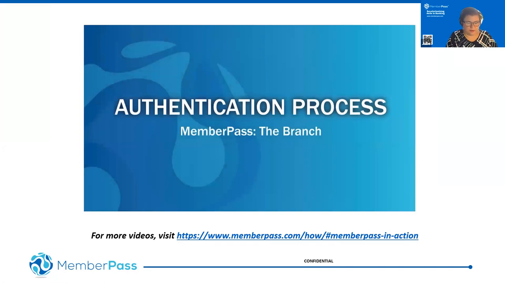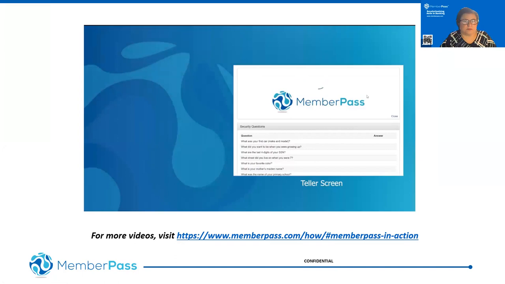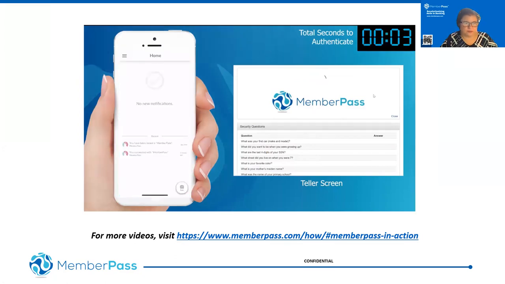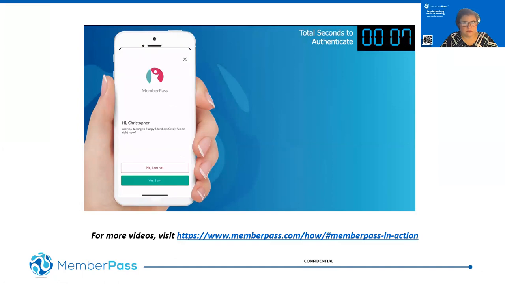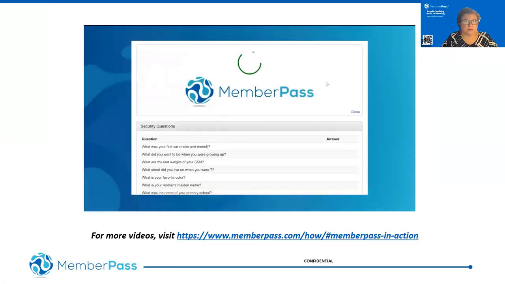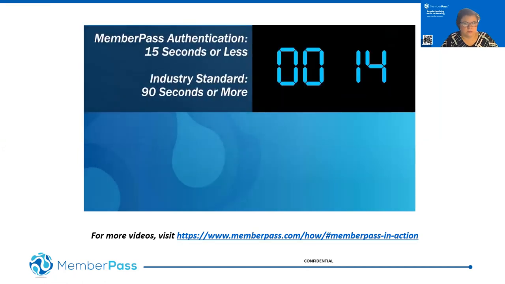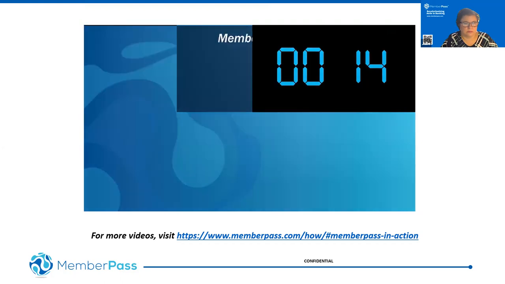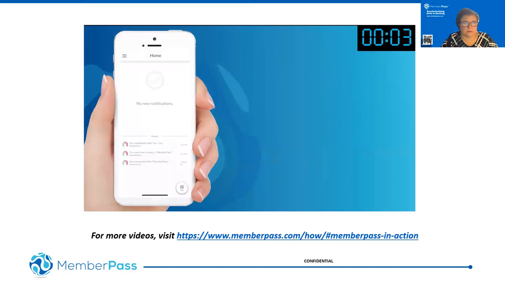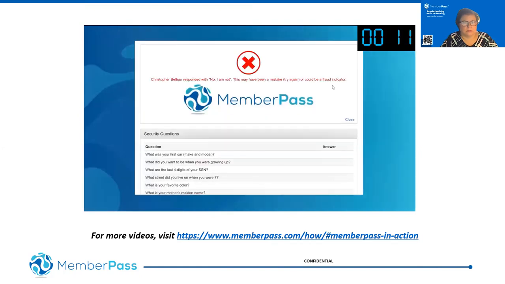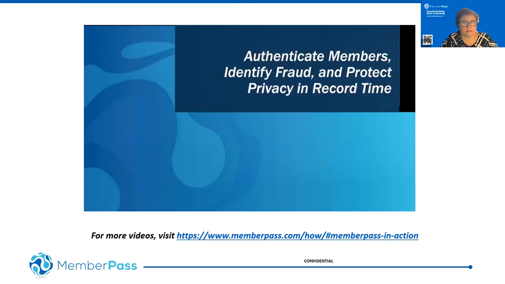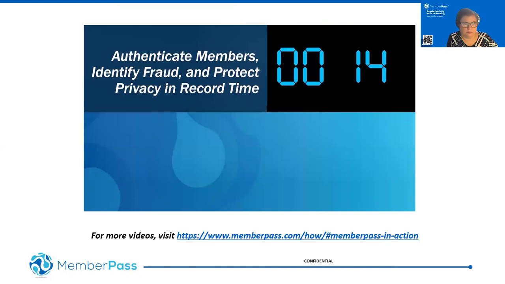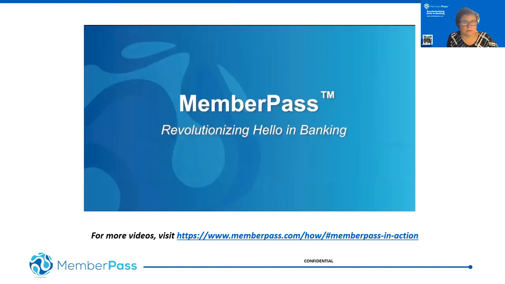Let's look at the branch authentication process. The credit union teller will initiate a verification request to the member by selecting Authenticate Using MemberPass from the teller screen. The member will receive a push notification from the app stating that their credit union is asking a security question to verify his identity. By securely opening the MemberPass app, the member confirms his identity by responding yes to the verification request question. If the person at the branch is not who they claim to be, the verification request will be sent to the actual member's phone. By responding no to the question, a notification will be sent to the teller indicating a possible fraudulent attempt being made to access that member's account. MemberPass makes it quicker and easier than ever before to authenticate at the branch, identify fraud attempts, and protect member privacy. MemberPass, revolutionizing hello in banking.